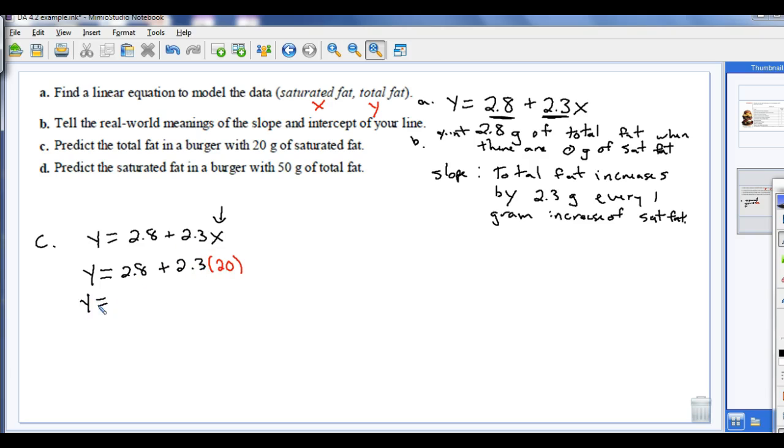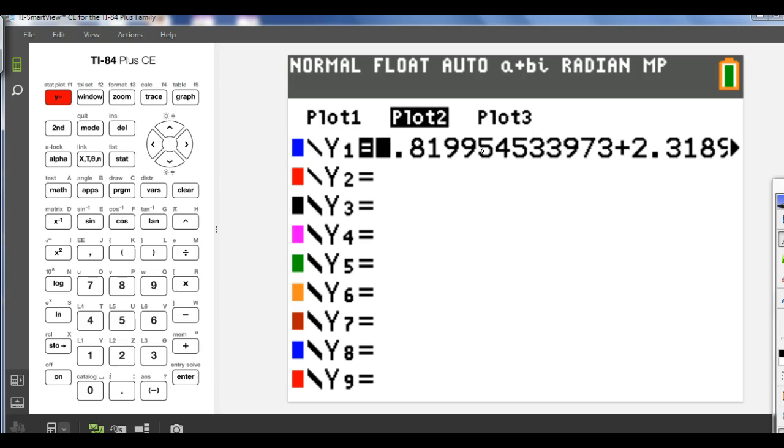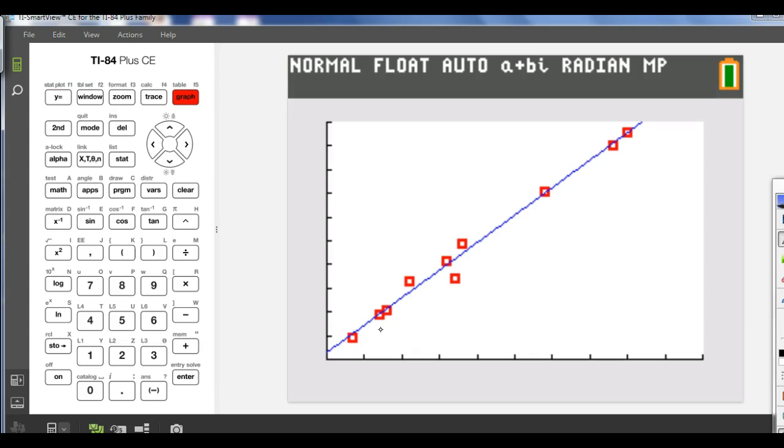So we can say y equals 2.8 plus 46, and you would get y equals 48.8 grams. All right, so if we say 20 and 48.8 grams, well, let's see. If we go to our calculator here, what I did is I plotted my equation. So if I look at my graph right here, I plotted all my points, and here's the line that I have. So if I want to be able to trace, let's just see where I'm at.